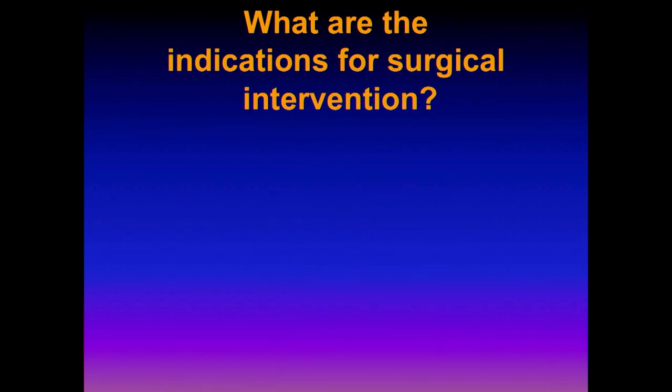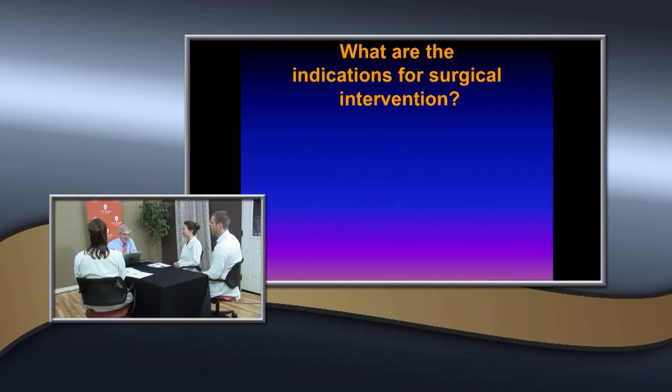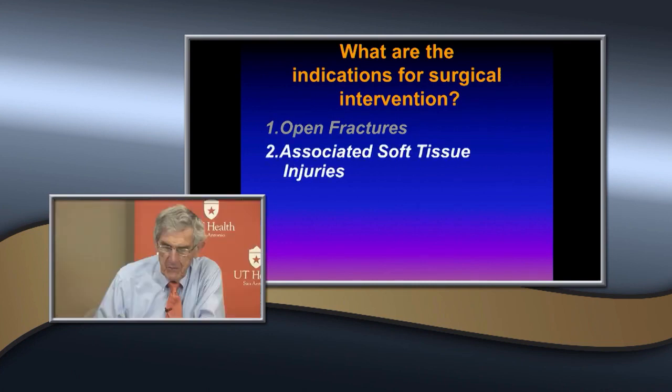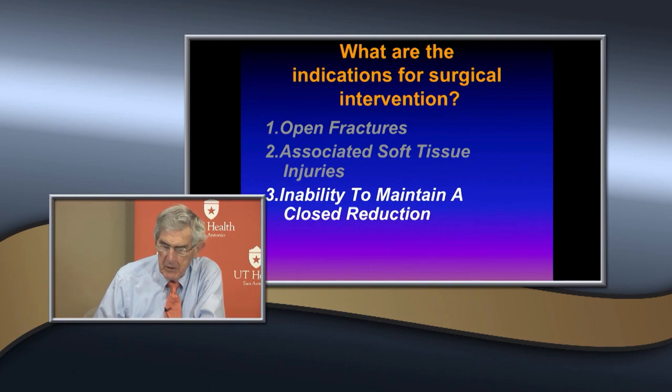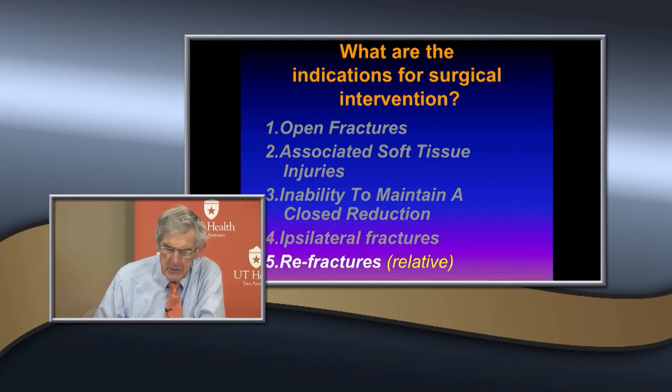Now, you're going into orthopedics because you'd like to do surgery? Yes, sir. Yeah. So when are you going to get your scalpel out? If they have a compartment syndrome. Well, that's one. You hope you get that before you get that. But this is primary care before they get complications. Or an ipsilateral. Well, would you agree? Yeah. Open fractures. Mm-hmm. Yeah. A lot of soft tissue injury, you know. Inability to maintain a closed reduction. And ipsilateral fractures. And this is kind of relative, refractures. We'll discuss this in just a minute.